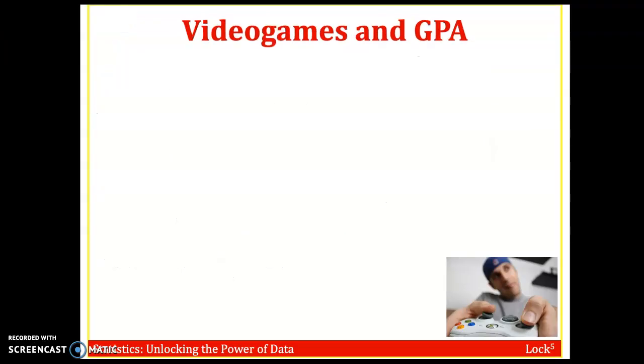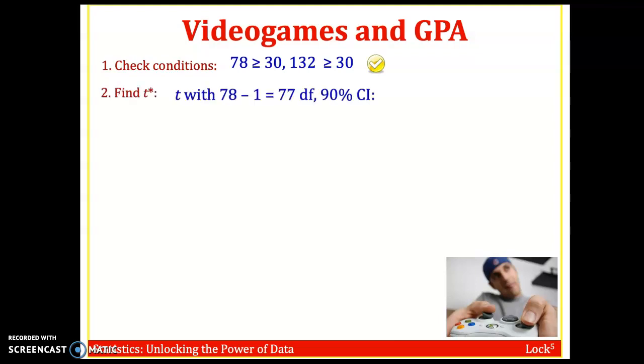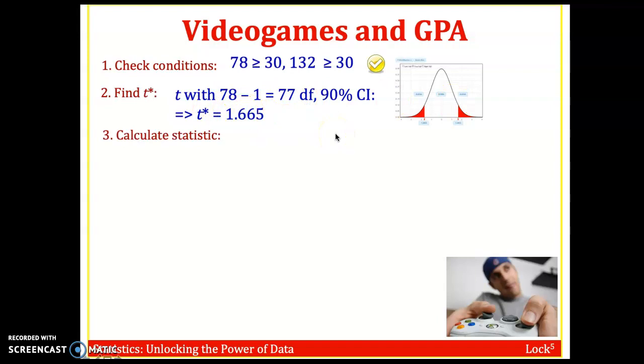Okay, so on the next slide, kind of going through all the same steps. I'll go through this a little bit faster. The conditions were met. We have at least sample sizes of 30. T-star, we got degrees of freedom of 77. So going into StatKey, we get that t-star to be 1.665. The statistic is the difference of those two sample means.